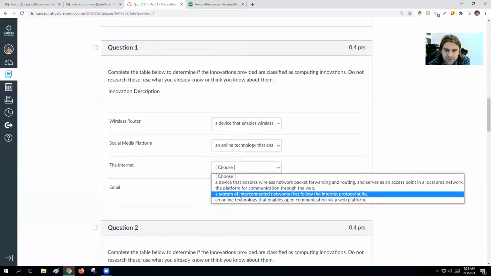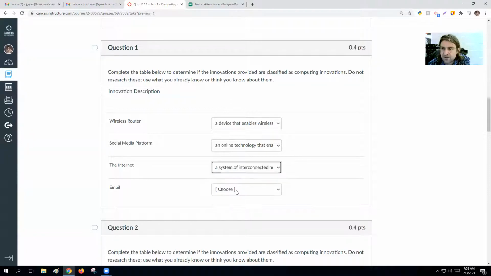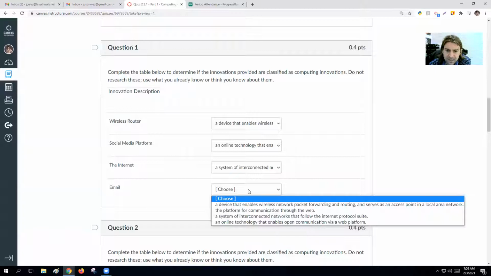Internet and email. Okay, so all these are pretty similar systems. So the internet, we definitely know, is a system of interconnected networks that follow the Internet Protocol Suite. The internet got its name because it's an interconnected network. They just shortened that to say internet. And email, is that a platform for communication? Oh, but you know what? The internet might be the platform.